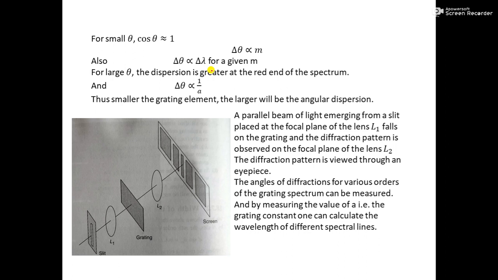For large theta, the dispersion is greater at the red end of the spectrum, and delta theta is proportional to 1 by A. That is, delta theta is inversely proportional to the grating element. Thus, smaller the grating element, larger will be the angular dispersion.